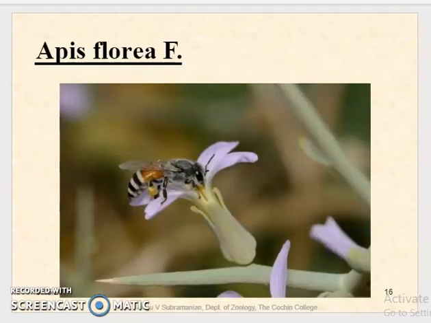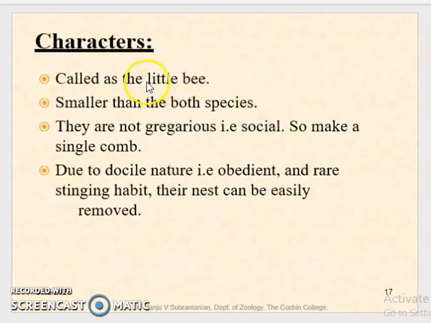And Apis florea is again a smaller honeybee. They are also called little bees, smaller than Apis dorsata and Apis indica, and they are not gregarious, that is, not social. They make a single comb. Due to their docile, that is obedient, nature and rare stinging habit, the nest can be easily removed. So little bees are, as the name implies, small bees.